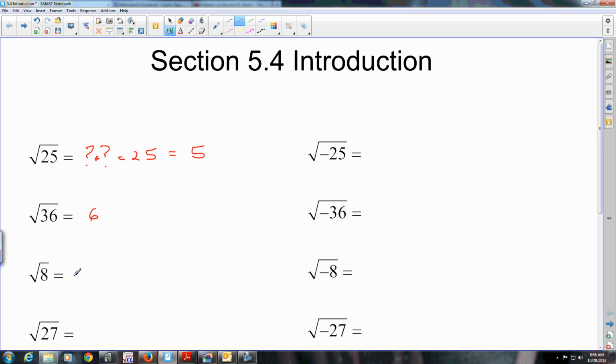What times itself is 8? Well, we've been practicing with this in section 5.3. You guys know by prime factoring it, that's 2 cubed. So it's 2 square roots of 2. And you may be asking, well, wait a minute, times itself? Really? That's 8? Yep. 2 square roots of 2. 2 times 2 is 4.